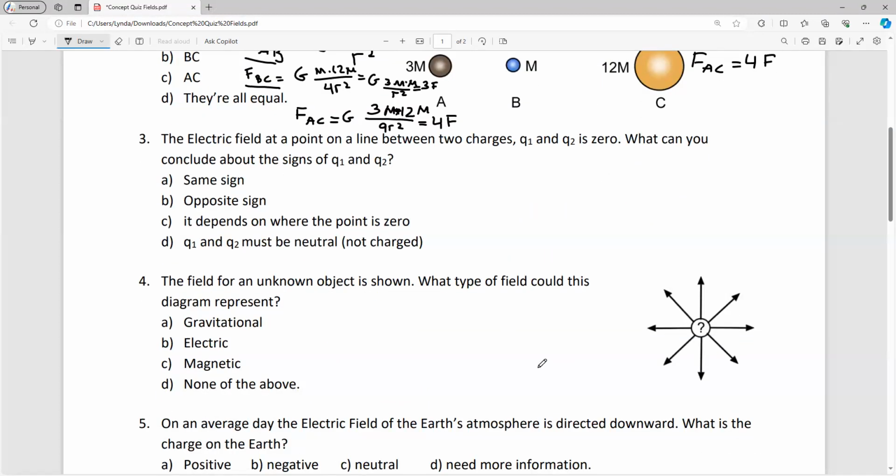Okay, number 3. The electric field at a point on a line between 2 charges Q1 and Q2 is 0. What can you conclude about the sign of the two charges? Okay, so number 3, okay, think.